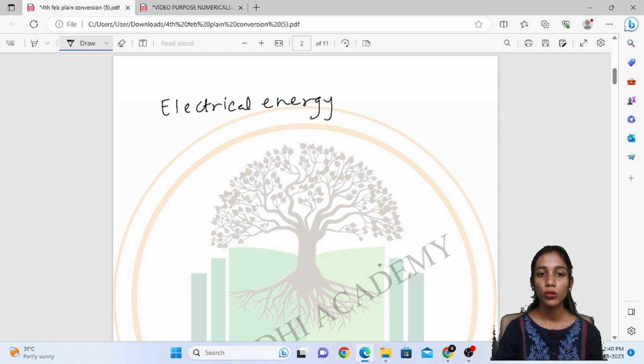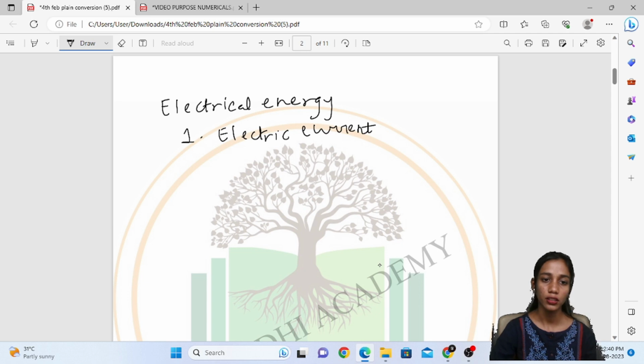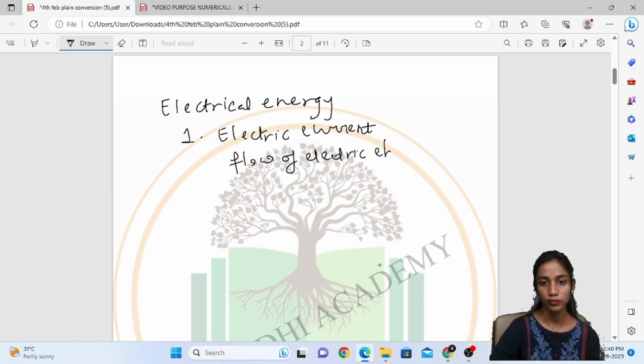Now, we need to know some important and the main key concepts of electrical energy or electricity. And the first concept which we need to know about is the electric current. Now what is this electric current? Electric current constitutes mainly the flow of charges, the flow of electric charges. And over here the charges are the electrons which are negatively charged.